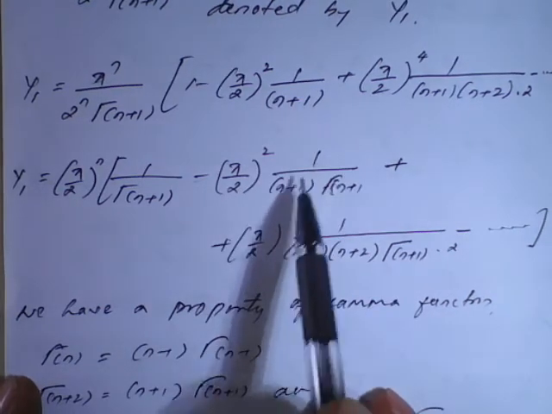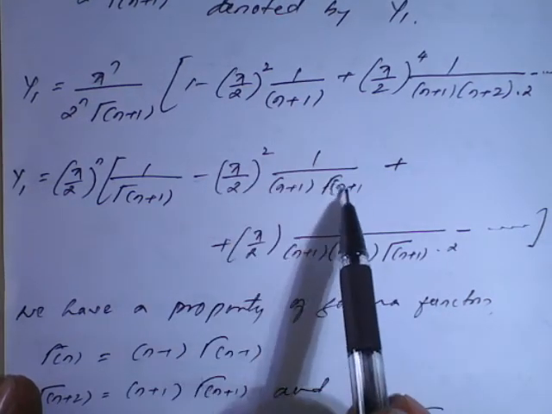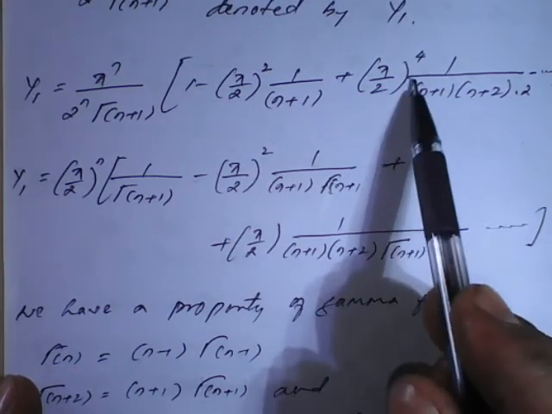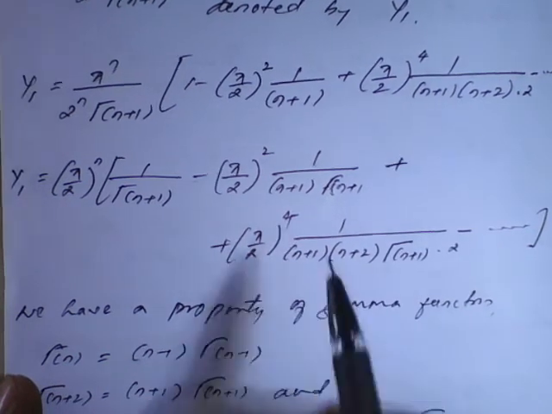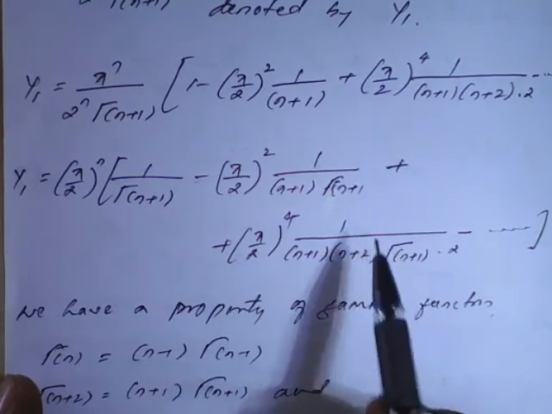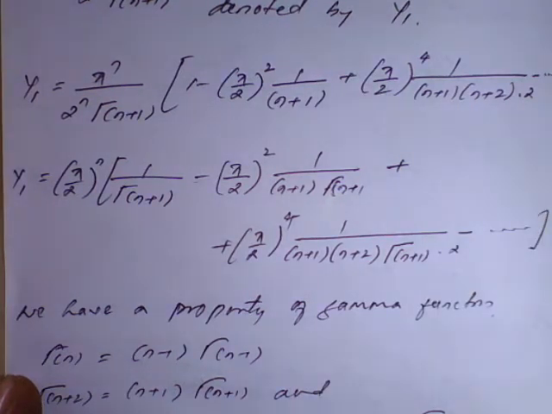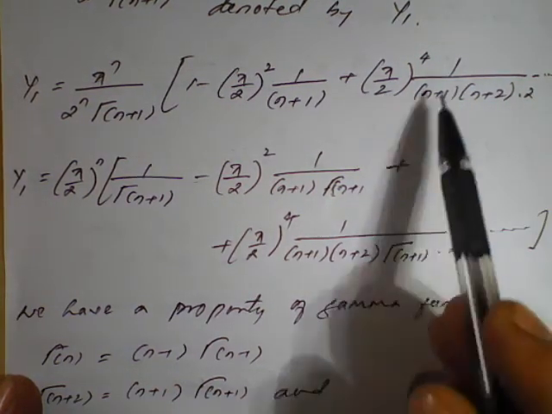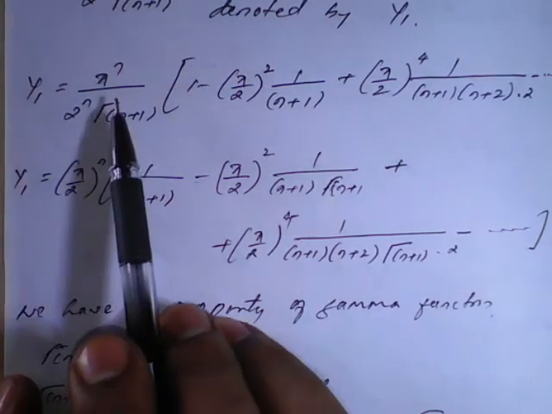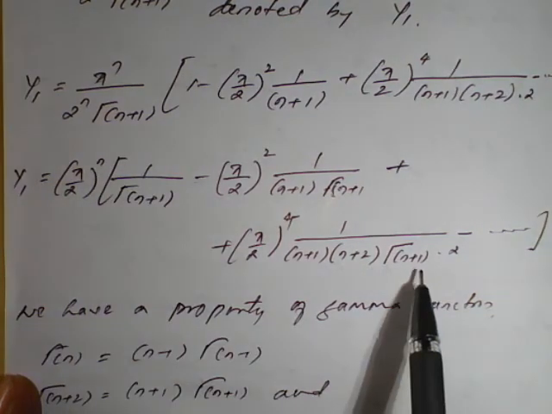So this will become 1 upon n as it is, 1 upon gamma of n+1, plus here (x/2)^4 into (n+1)(n+2) into 2 as it is, and we have multiplied 1 upon gamma of n+1 inside.